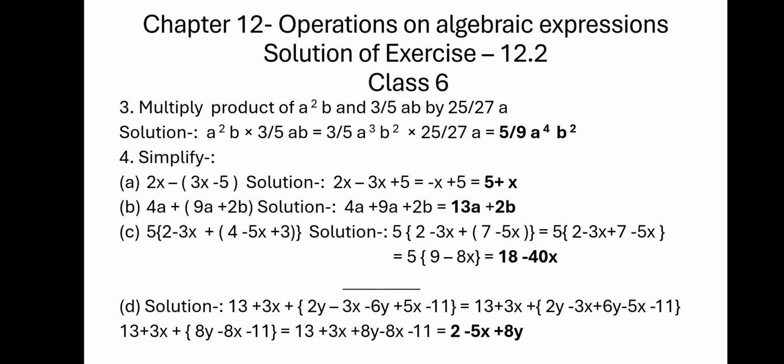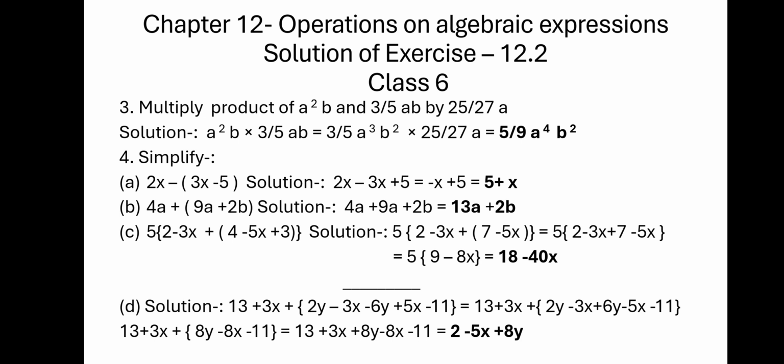Now 3 nines are 27 and 5 fives are 25. So 5 will be in the numerator and 9 will be in the denominator. Just see, children, how it is done. Then a raised to 3 and a will give you a raised to 4. So 3 plus 1 is 4. And b raised to 2 will be as it is.